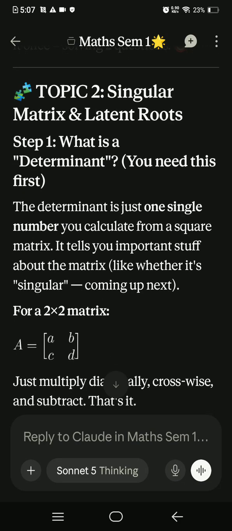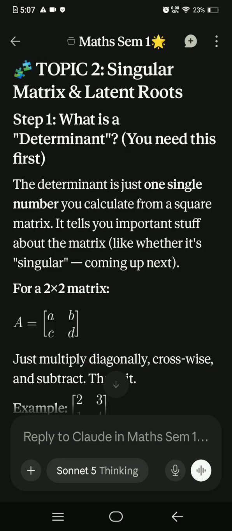Let's do topic 2, singular matrix and latent roots. I don't know the meaning of latent. It's reminding me of India's Got Latent.